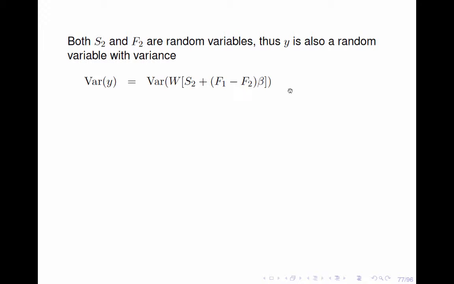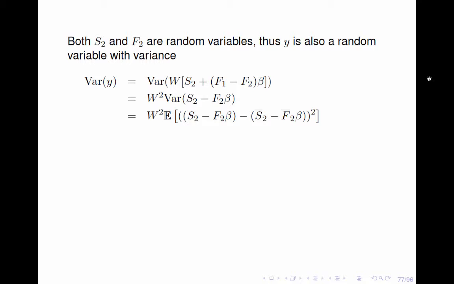At time t1, both S2 and F2 are random variables. Thus, Y is also a random variable, and we can calculate its variance. Note that at time t1, F1 is a known constant, and we can ignore it. And taking out the deterministic coefficient W, we only need to focus on the variance of S2 minus beta times F2. By definition, variance is the expectation of the square deviation of the random variable from its mean. Here we use S2 bar and F2 bar to denote the mean of S2 and F2 respectively. Rearranging the terms, we get the following expression.